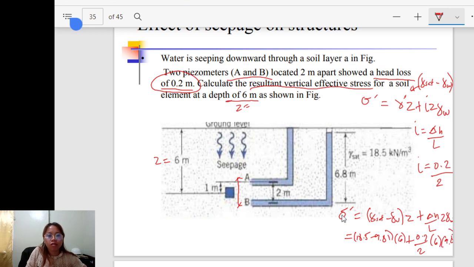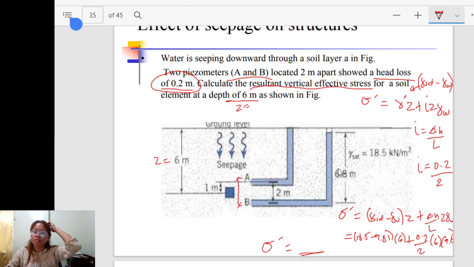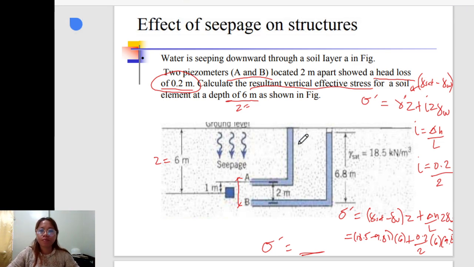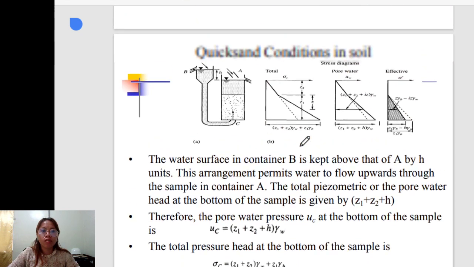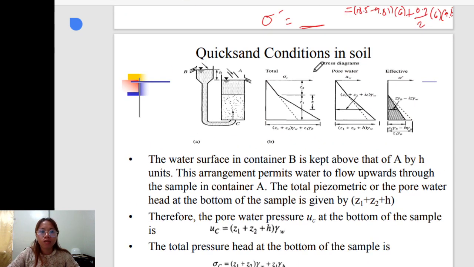9.81. So this is your effective vertical stress. That is the answer for this example problem. So we move on to the quicksand conditions in soil.